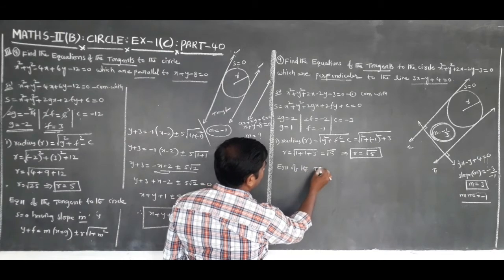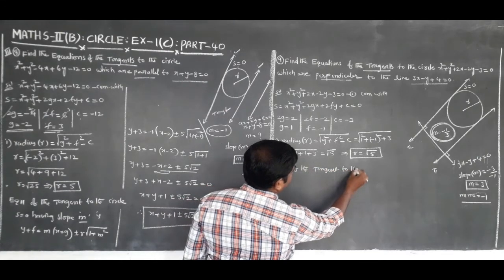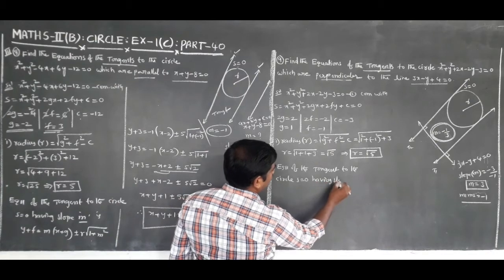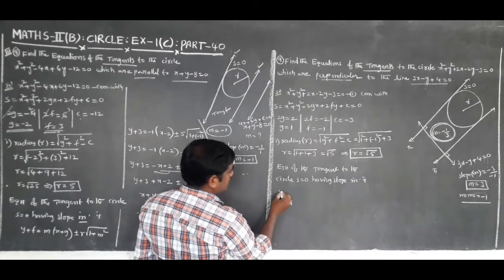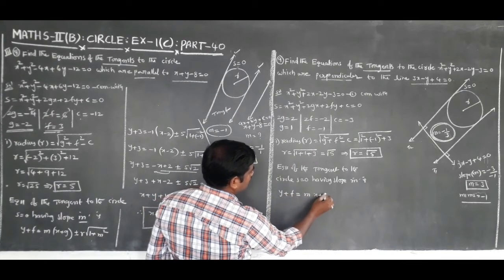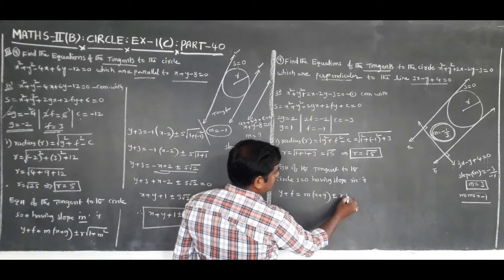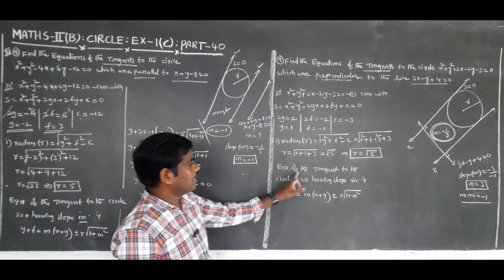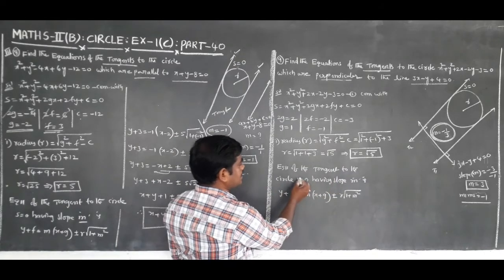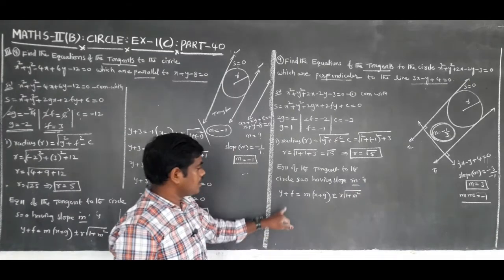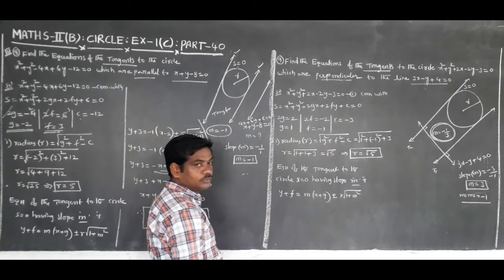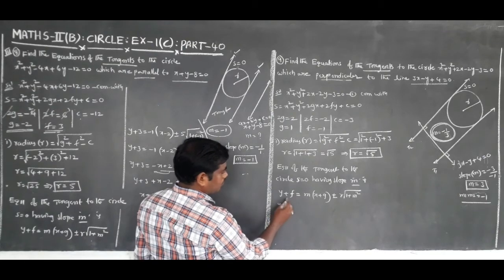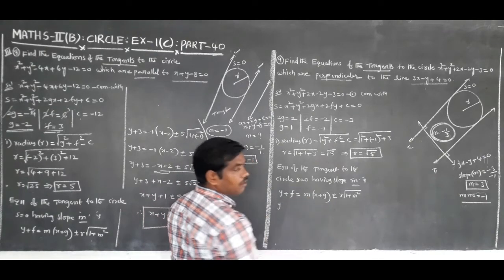The equation of the tangent to the circle S is equal to 0 having slope m is y plus f is equal to m into x plus g plus or minus r into under root of 1 plus m square. Substitute the f, m, g and r values.